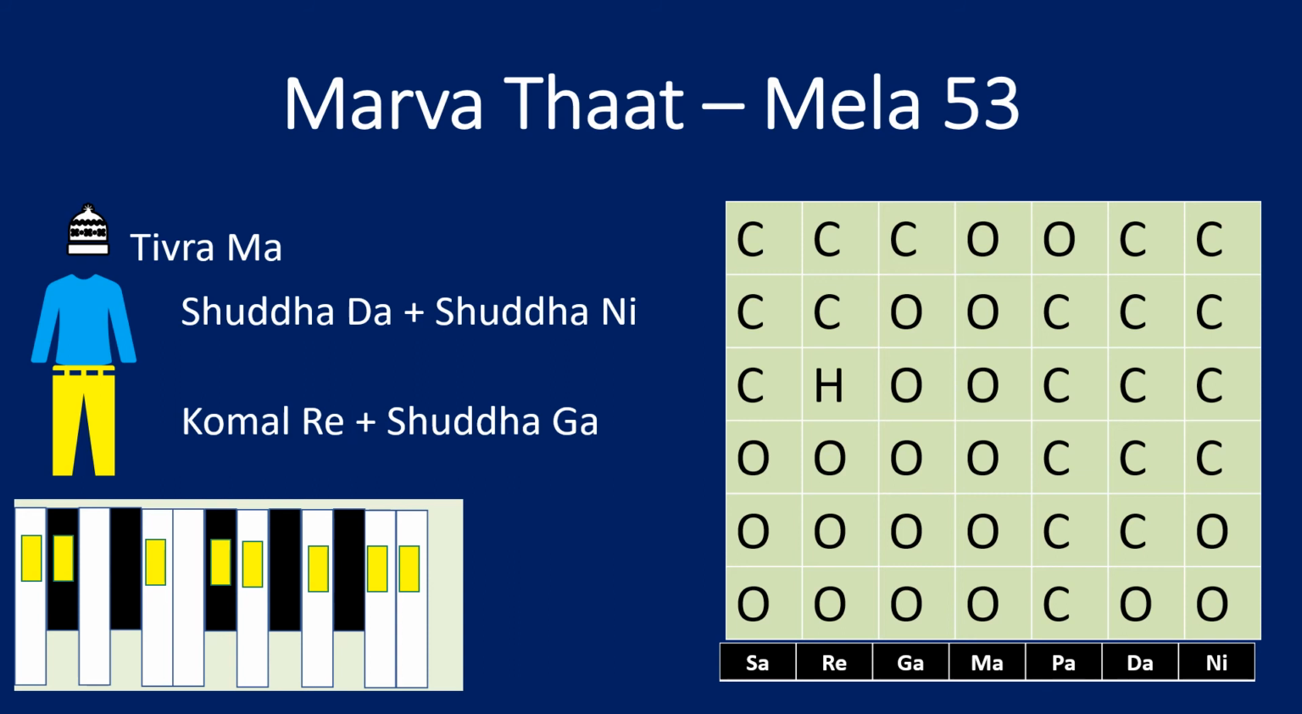In the Carnatic system, this is called MELAKARTA number 53 or Purvi Kalyani. The Carnatic name Purvi Kalyani seems like it's a combination of Purvi and Kalyan, which it really is. When playing Marva on the bansuri, only the Re, that is the third hole from the top, needs to be half closed. Now let's listen to the Marva Thaat scale.